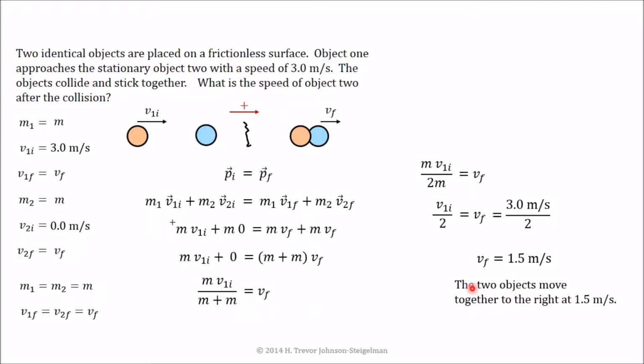It's probably a good idea to give your professor a hint here that you know what you're doing by actually writing a sentence that states what your answer is. The two objects move together to the right at 1.5 meters per second. So if you did something strange like put your positive direction in the backwards direction, the professor reading this would see that it's still moving to the right. Hopefully that works out with his solution, that it's moving to the right. And of course, box your answer at the end.